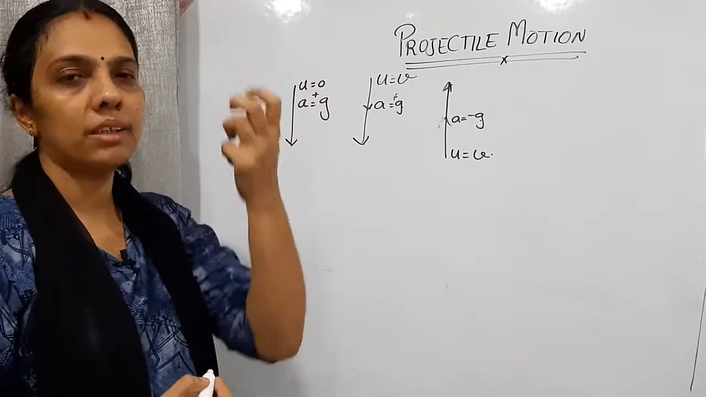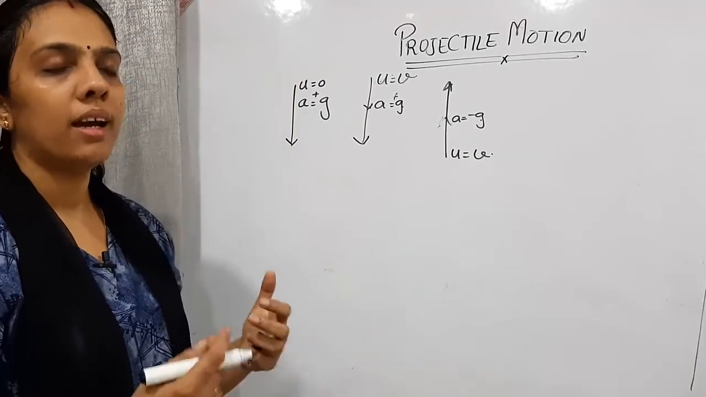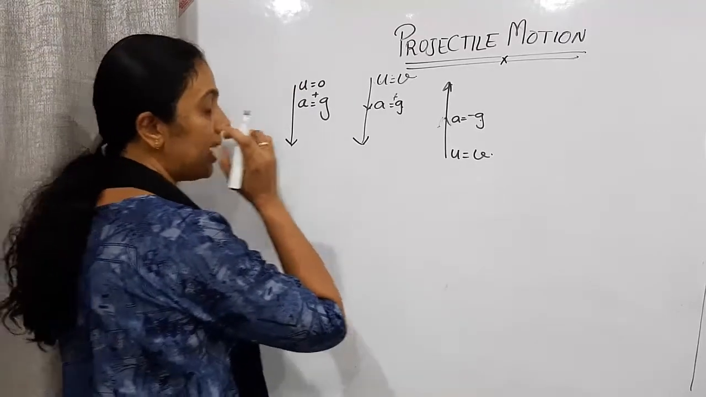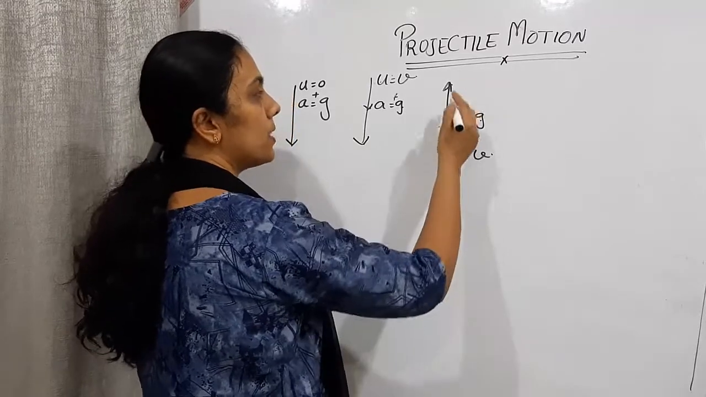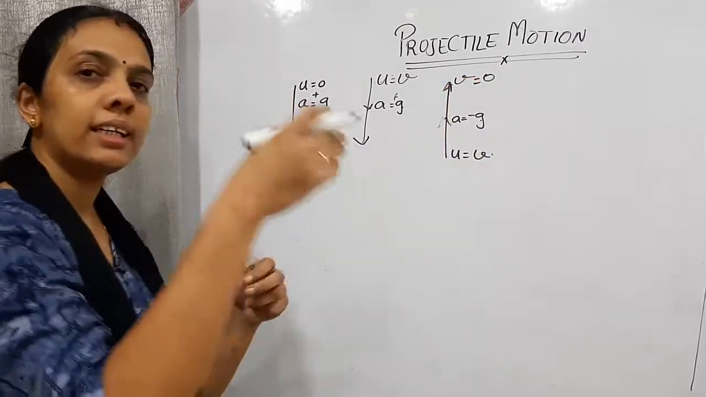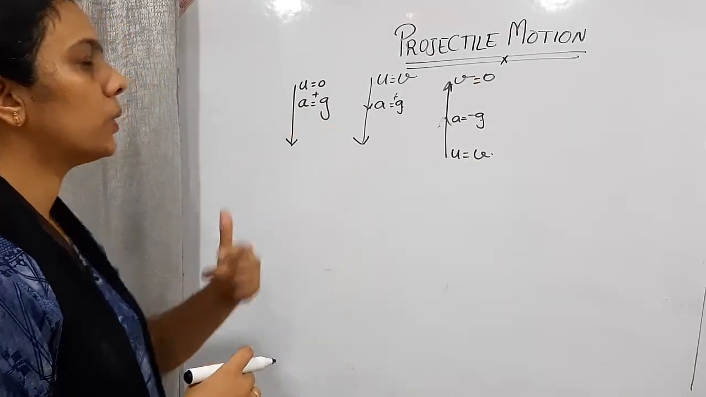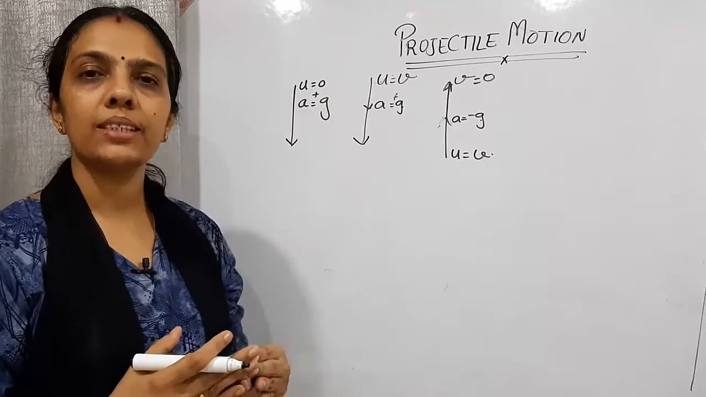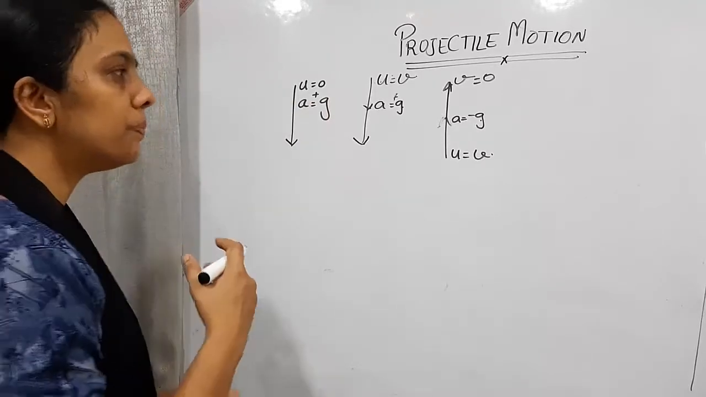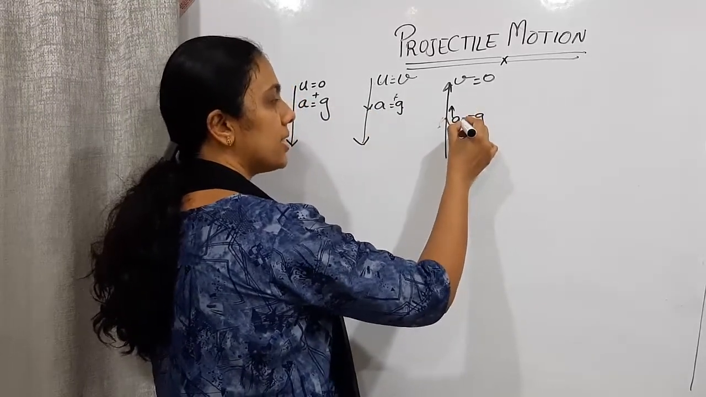Earth is attracting the object downwards, so it's moving against the force of attraction, so acceleration is negative. Or we can say, as the time passes by, velocity is coming to 0. That is, velocity is decreasing with respect to time. Acceleration is a vector quantity, velocity also a vector quantity.